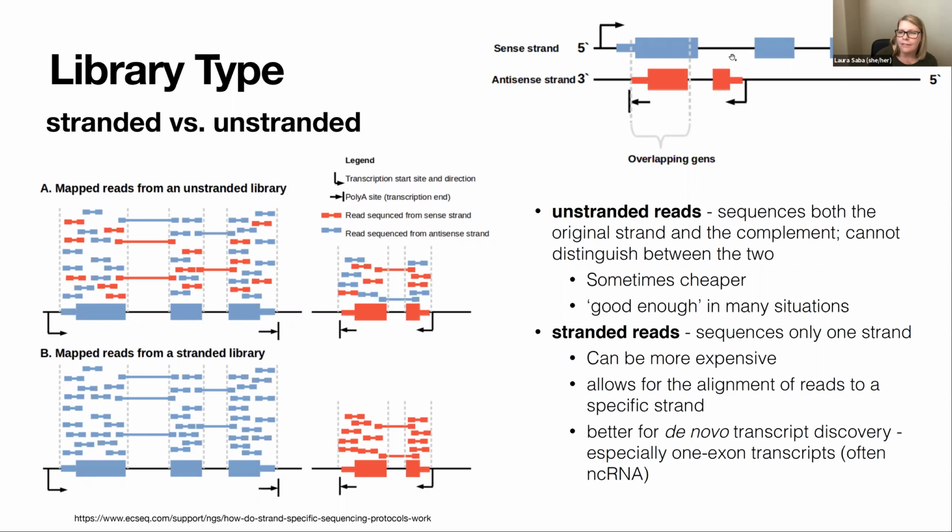So if you have 2 transcripts like we do up here in the corner that overlap but are on different strands, we wouldn't be able to distinguish which reads belong to which gene. We'd have to deconvolute that later in the analysis steps. Whereas in our stranded libraries, we can tell precisely what's coming from which transcript, even though they overlap in the genomic region.